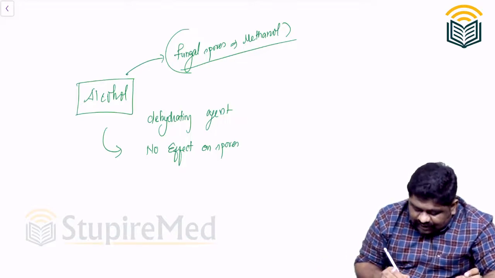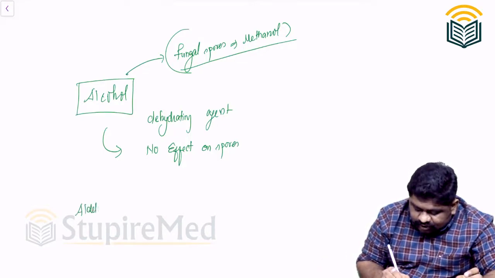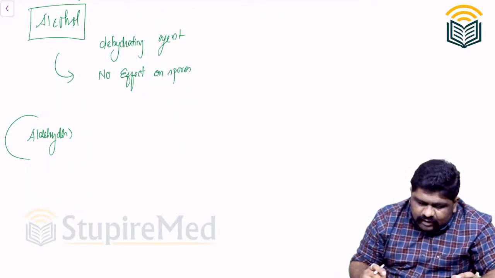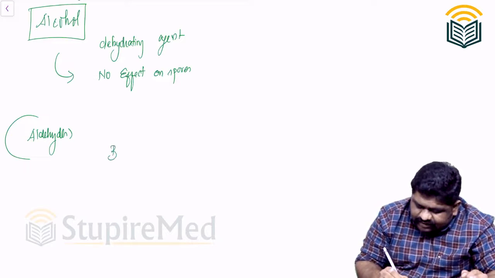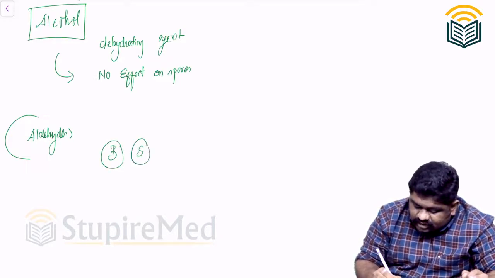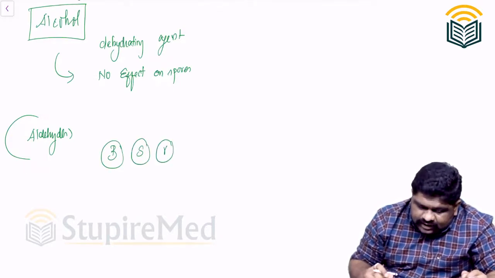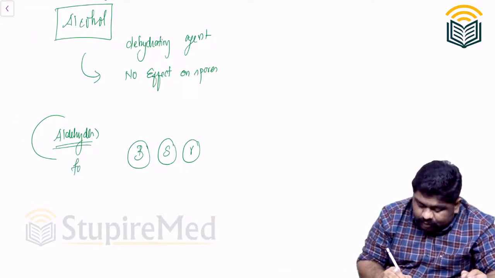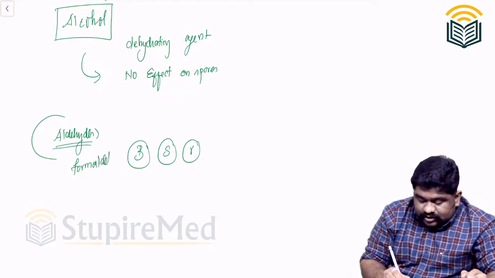Now, in the case of aldehydes, we have two different types, I told you, right? One is formaldehyde, the other one is glutaraldehyde. Remember, formaldehyde can be bactericidal, sporicidal, virucidal. All three can be present. And the same aldehyde, if it is going for one minute, this is formaldehyde.